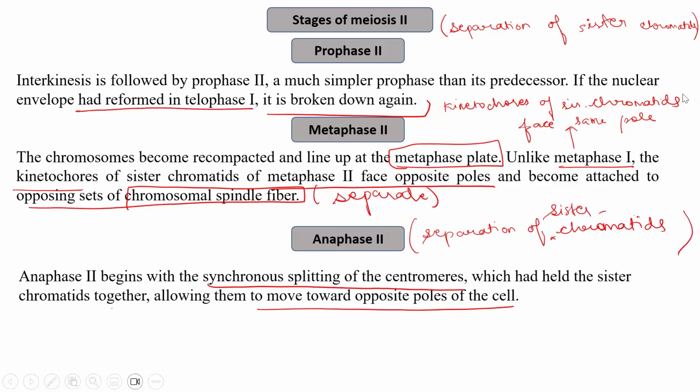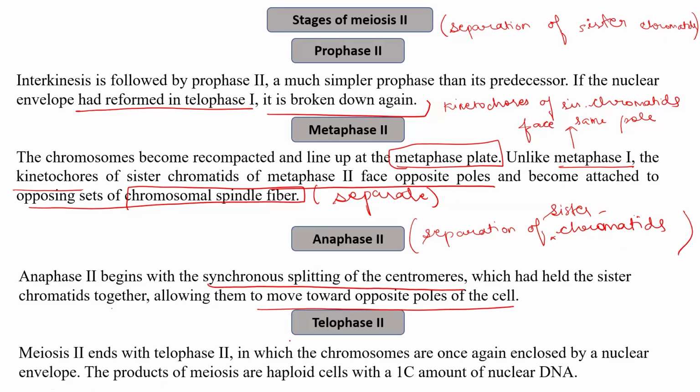So in this anaphase 2, which is similar to the anaphase of mitosis, the separation of sister chromatids happens and both the sister chromatids move towards the opposite poles. So meiosis 2 ends with telophase 2, in which the chromosomes are once again enclosed. As I mentioned, now there will be no term like chromatids; now they will be called chromosomes. These chromosomes are once again enclosed by a nuclear envelope, and the products of meiosis are now haploid cells with 1C amount of nuclear DNA. So they have half the nuclear DNA.